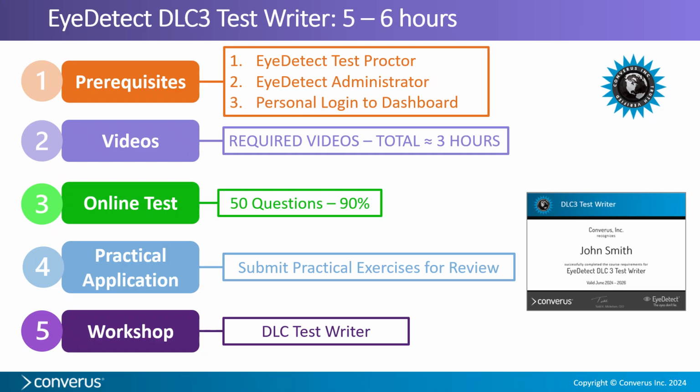Next is the DLC3 course. EyeDetect Test Proctor and Administrator must be completed first, and you will need a dashboard login. The videos take about 3 hours to watch. You need to pass the online test, which is 50 questions, and submit practical exercises for review. You can also choose to attend the DLC Test Writer workshop if needed. In total, this may take between 5 to 6 hours to complete.